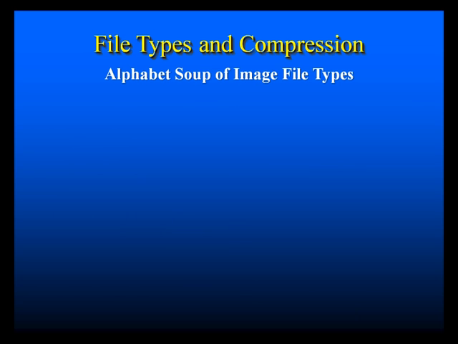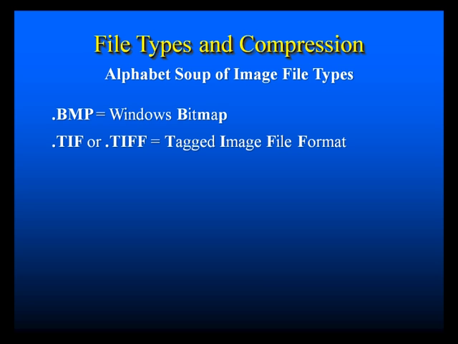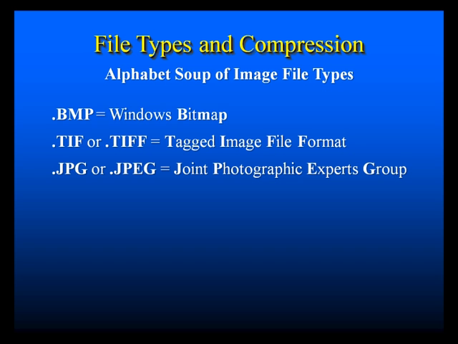Let's go through the alphabet soup of image file types. BMP is a Windows bitmap. A TIFF is a tagged image file format. And both of these tend to be very large files and uncompressed, and we'll get into that momentarily. A JPEG, that terminology came from a group called the Joint Photographic Experts Group.